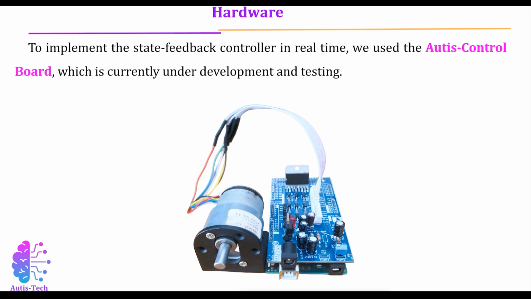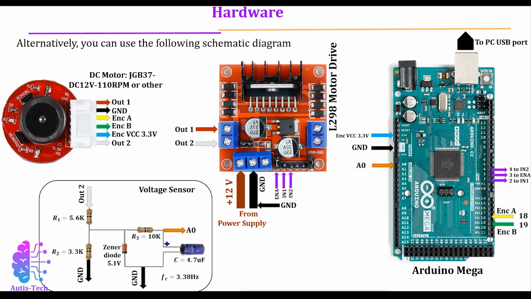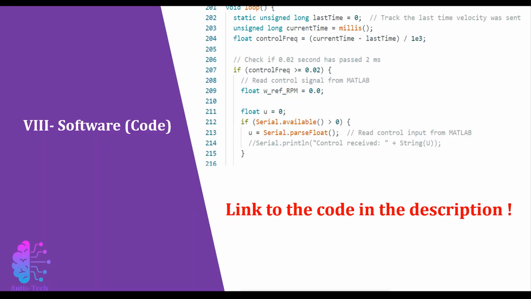To implement the state feedback controller in real time, we use the Autis control board, which is currently under development and testing. Alternatively, you can follow this schematic to build your own DIY hardware for controller implementation. This setup has been tested and performs reliably.